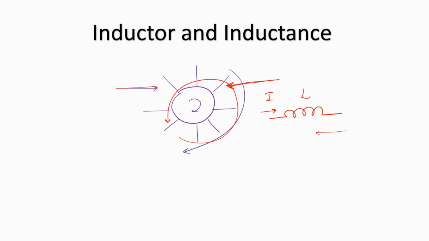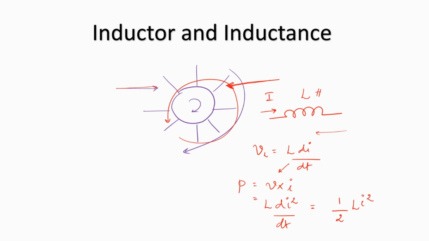From this, we can infer that if there is an inductor with a value of L henries and there is a current I flowing through it, then the voltage drop VL across the inductor can be given as L into the rate of change of current, di by dt. And the power will be given as V into I, where V you can replace with this value. So we get L I di by dt, which is nothing but d by dt of half L I square.